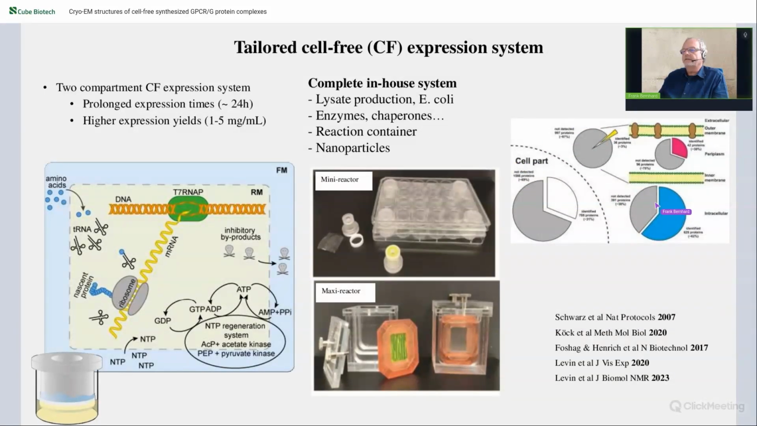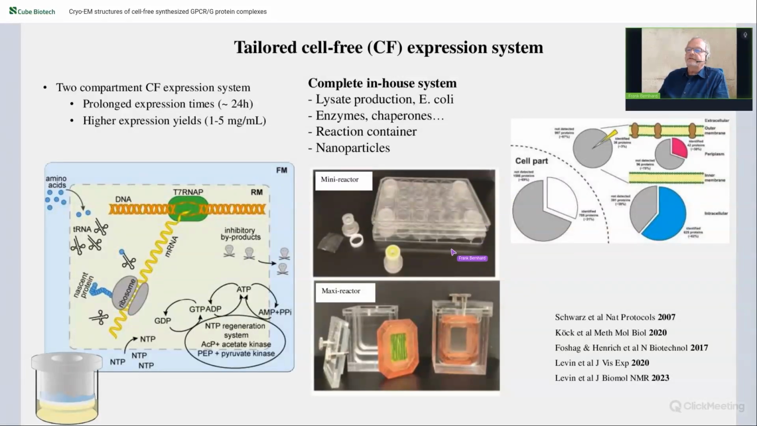We have special strains for the lysate production, but we make lysates in different ways. So we have lysates tuned for high yield. We have lysates tuned for high stability, which are enriched in chaperones. And also we use mixtures of these different lysate preparations.